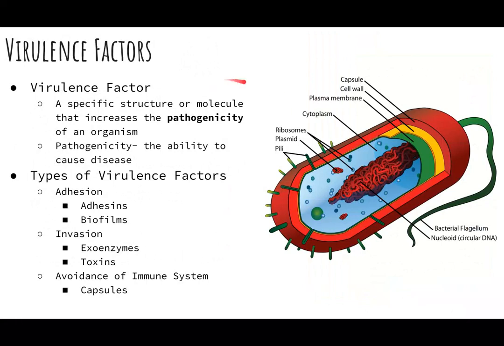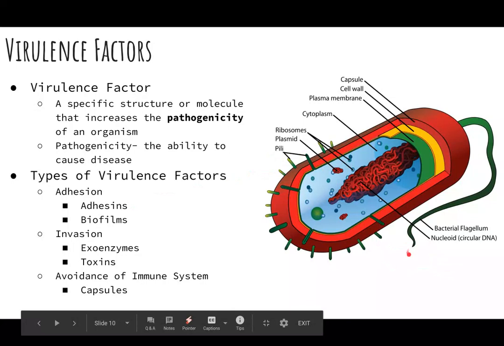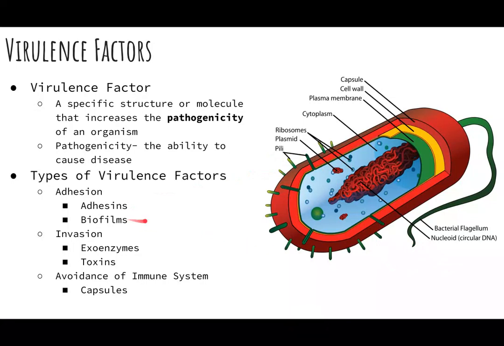So the virulence factor is a specific structure or molecule that that organism has that is going to increase its pathogenicity, increase its ability to cause disease, allow it to do one of those steps of pathogenesis. And so we have a lot of different types of virulence factors. These can include things that help with adhesion. So this can include adhesins. Adhesins are these proteins that are attached to the ends of pili or sometimes to the ends of flagella that help them attach to cells in your body.